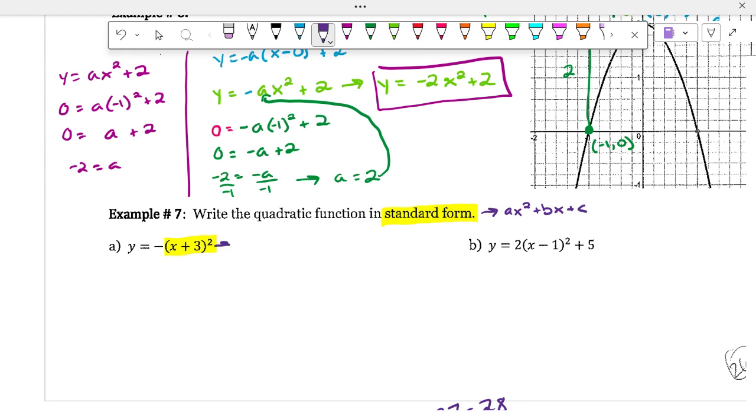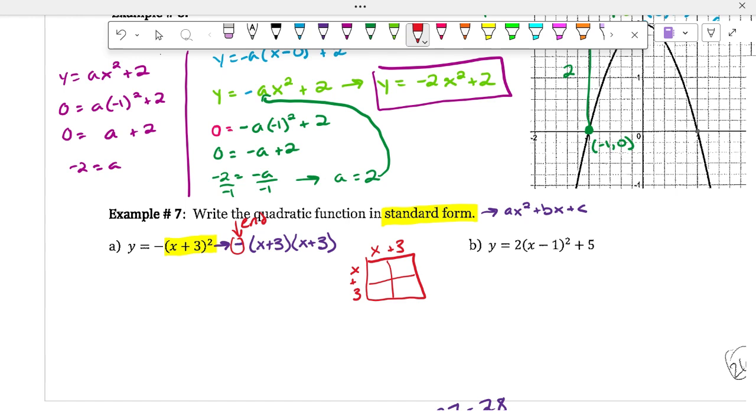X plus 3 times x plus 3. So this is the same thing as negative x plus 3 times x plus 3. Now, we know how to take care of that. You either do a box method or you do FOIL. All right? So I'm going to do a very quick box because I know you guys know how to do box method. No, I don't distribute yet. Always distribute at the end. So we're going to take care of that negative at the end. That's the last thing we're going to do.